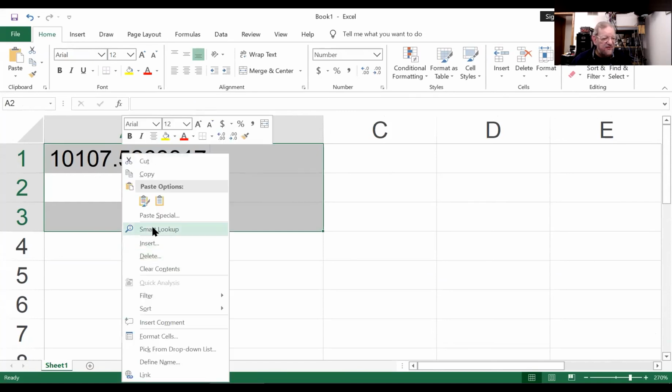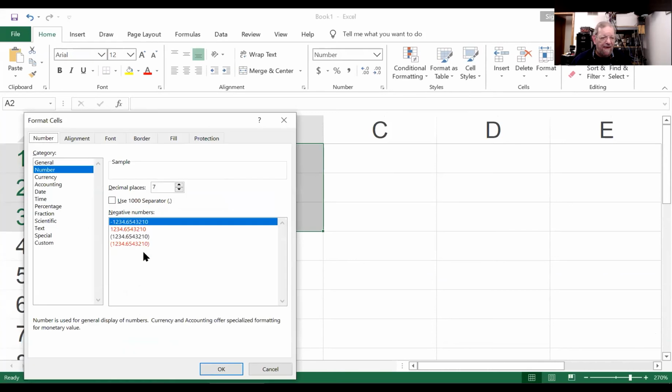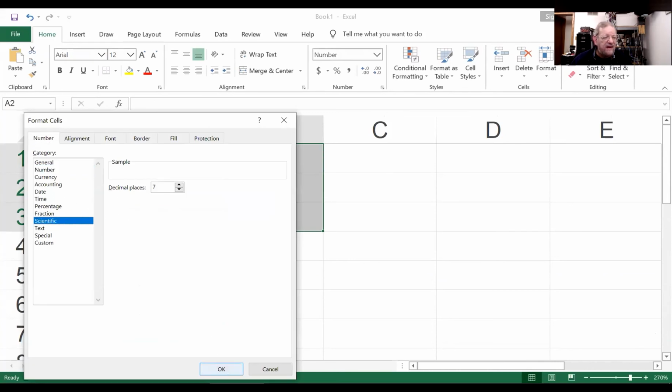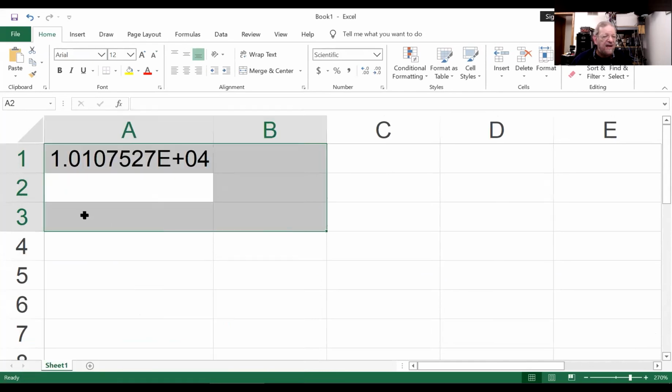I'm going to put this in scientific notation. You don't have to, but you get this whopping number, 1.01-07527 times 10 to the fourth. Now, all the numbers I was multiplying and dividing were three significant figures. I'm going to let you try and round this off to three significant figures.